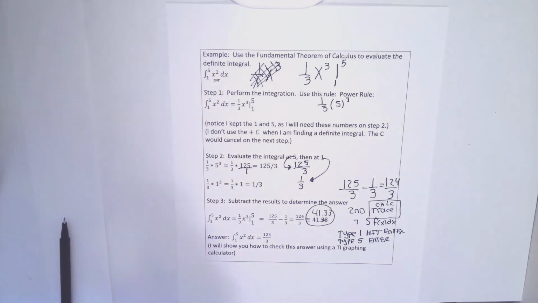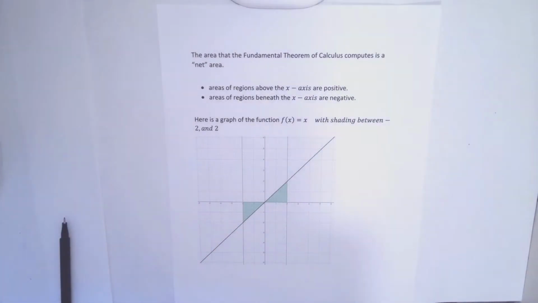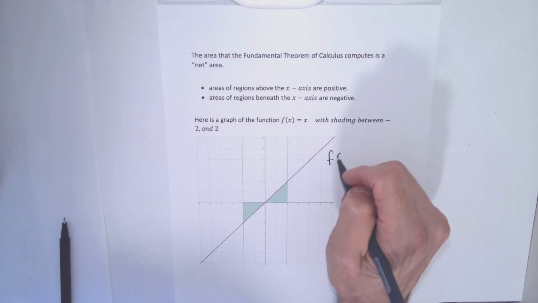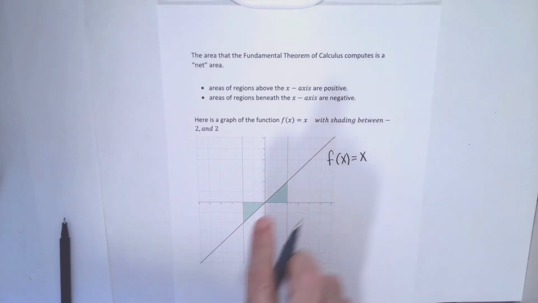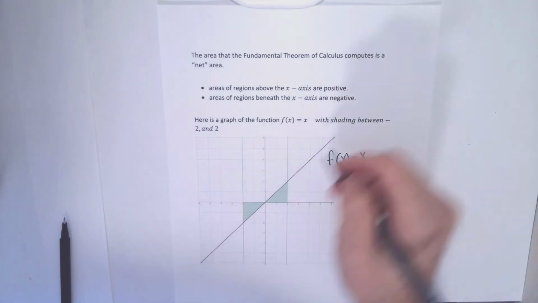I should give a little more theory before we do some problems. Very specifically, I say that this theorem gives a net area. And what I did is I graphed the function f of x equals x. That's what this line here is, f of x equals x.